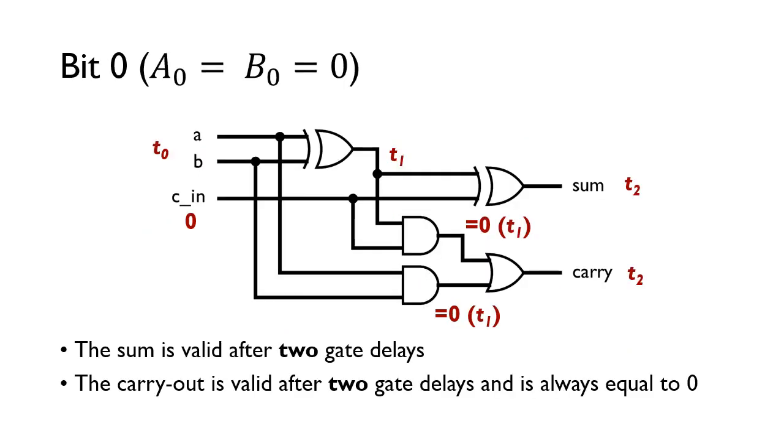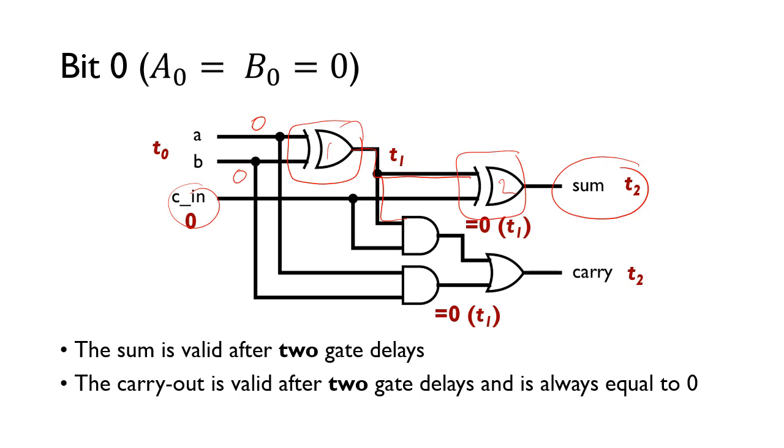Now we consider what's actually going on inside the full adders. We're going to look at bit 0 first. So this is the first full adder in the chain, where the carry in is equal to 0. And we're going to assume this is for the case when A and B are both 0. These inputs are applied at time 0. We can see there's one gate here, so the output of this gate is going to be valid at time 1. Then we've got this next XOR gate here, so it's at time 2. So after 2 gate delays, 1, 2, the sum will be valid.